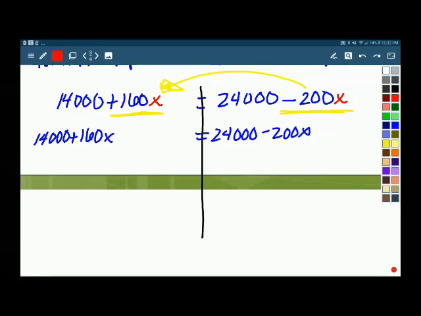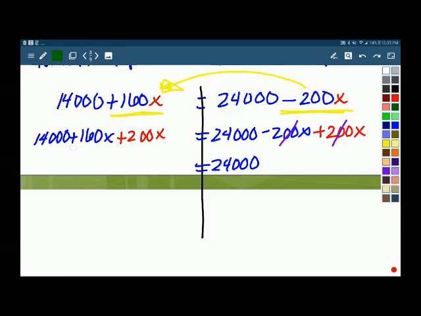And then I'm going to insert the opposite of negative 200x, which is positive 200x, on each side of the equation. Which on the right side, negative 200x and positive 200x will become 0. And we're left with 24,000 on the right side is equal to, now I've got to combine my like terms.